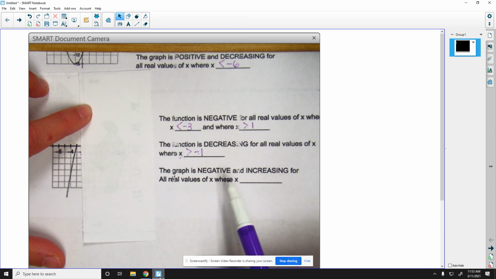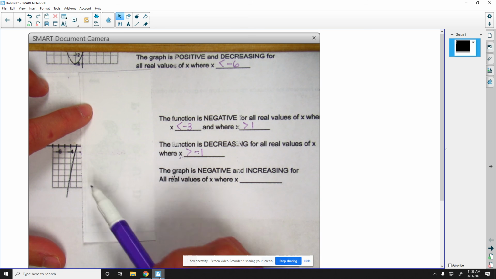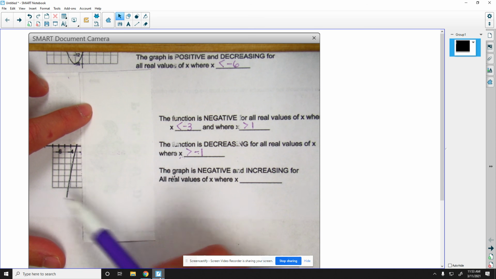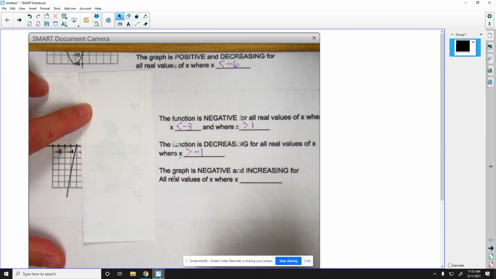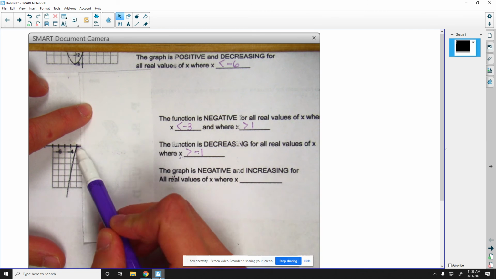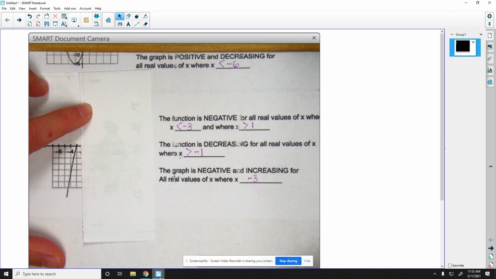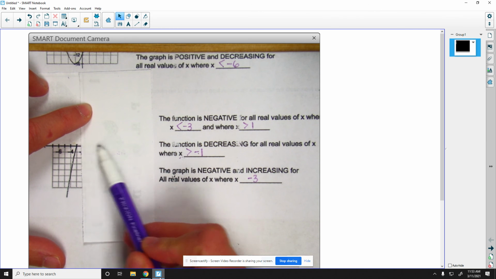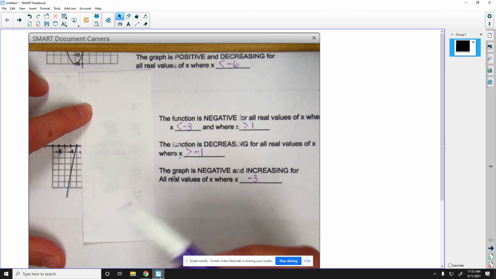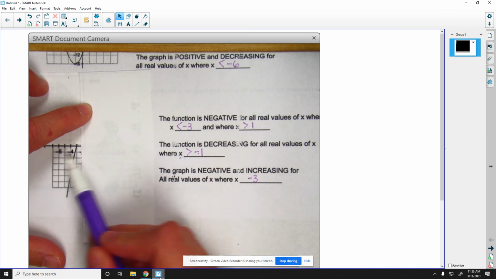Where x is something, I'm looking for the number. Somebody in person, what's the number I'm looking for here? Hudson? Right there, -3. Someone other than Hudson, is x greater than or is x less than for this problem? Lance? Less than. Do you see how it's less than because you're to the left?